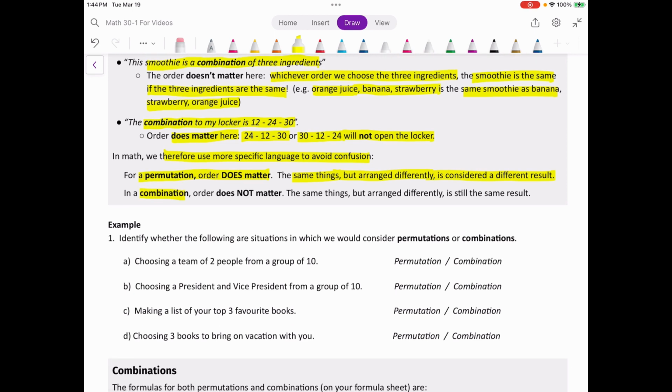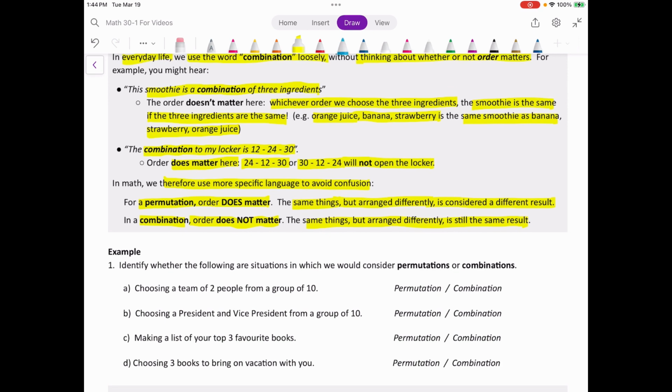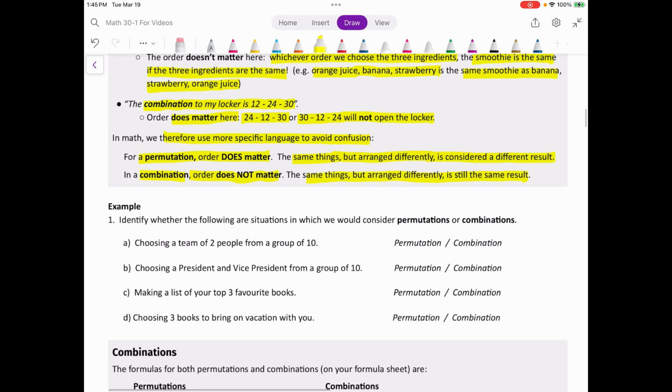In a combination, order does not matter, meaning that the same things but arranged differently is still considered the same result. So again, an orange juice, banana, strawberry smoothie is the same result as a banana, strawberry, orange juice smoothie. Same 3 things, it doesn't really matter that the order is different for a situation like this. With the combination to a locker, the order gives us something completely different. The code to a locker is actually more like a permutation, because 24, 12, 30, even though that's the same 3 numbers arranged differently, is a different code. That is a different outcome.